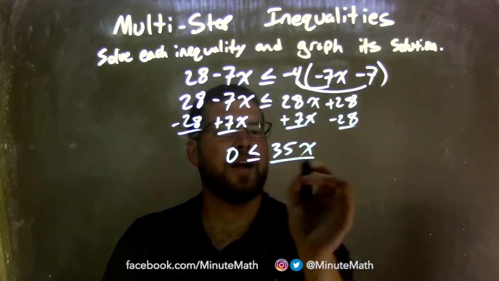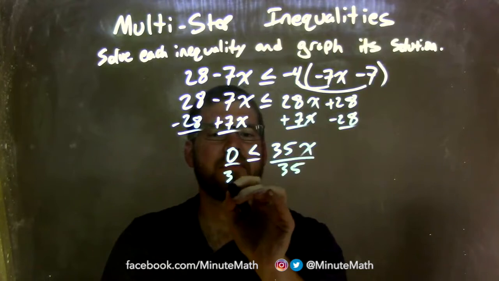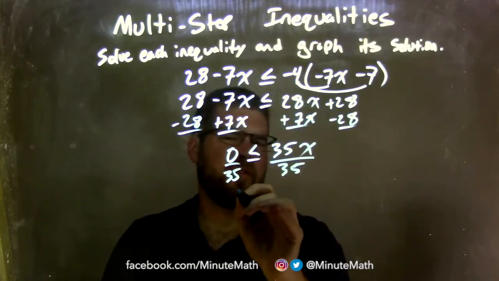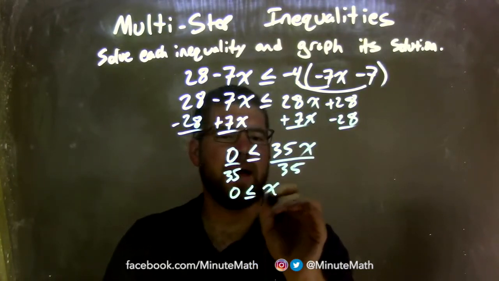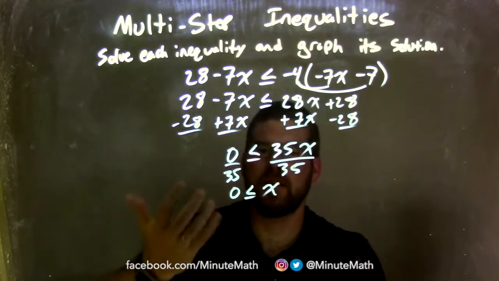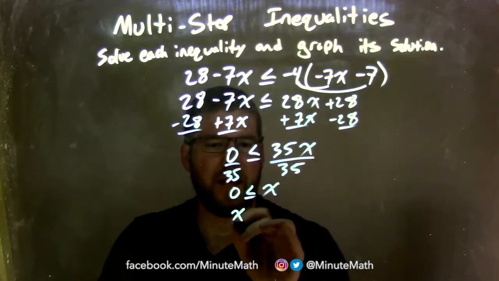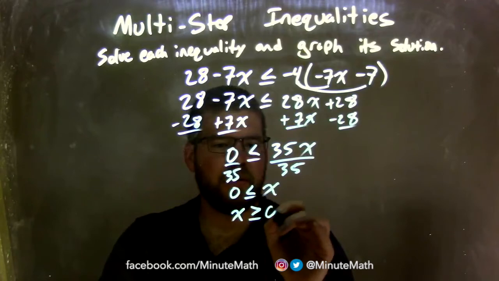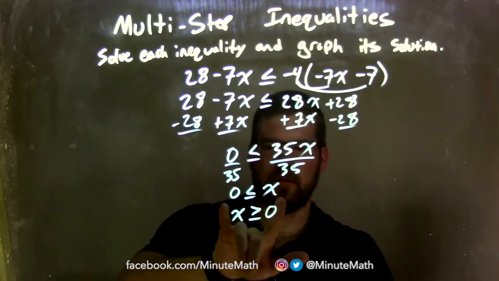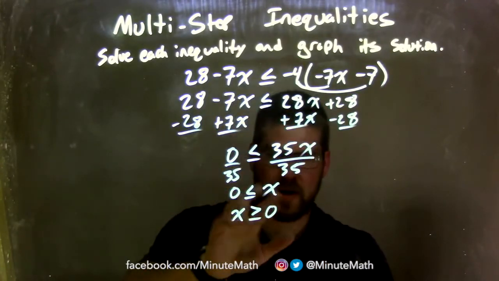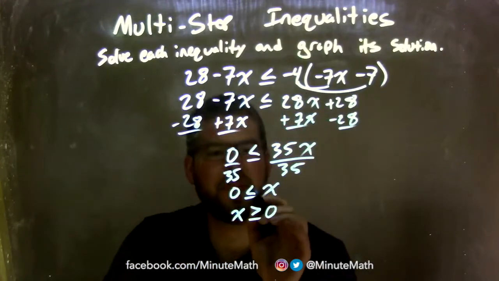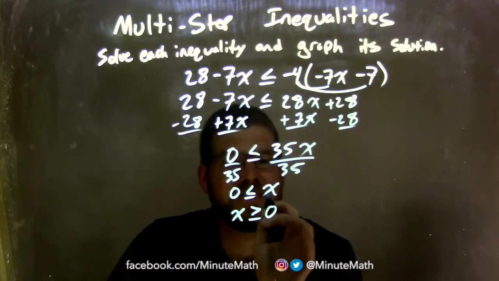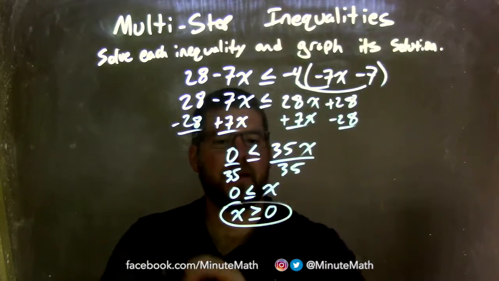I'm going to divide both sides by 35. Well, 0 divided by 35 is 0, so 0 is less than or equal to x, right there. I'm going to rewrite this so x comes first. So we have x is greater than or equal to 0. Make sure you flip the inequality if you rearrange the whole inequality, having x going first. So now instead of 0 is less than or equal to x, we have x is greater than or equal to 0. And there we have it.